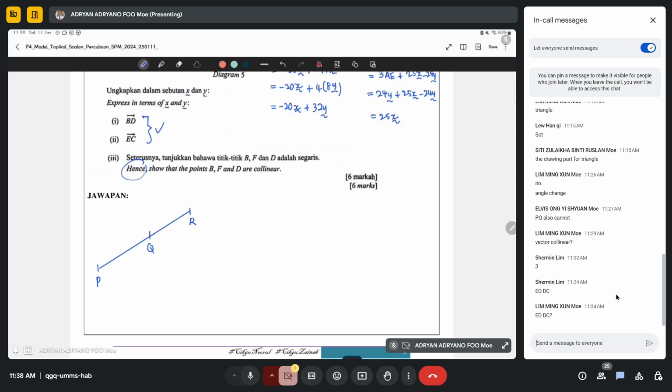So how do we find this collinear? What does it mean by collinear? It has to be on the same line, so there must be parallelity. So let's say AB equals lambda BC. This lambda must exist for it to be collinear. It must be more than one or less than one.